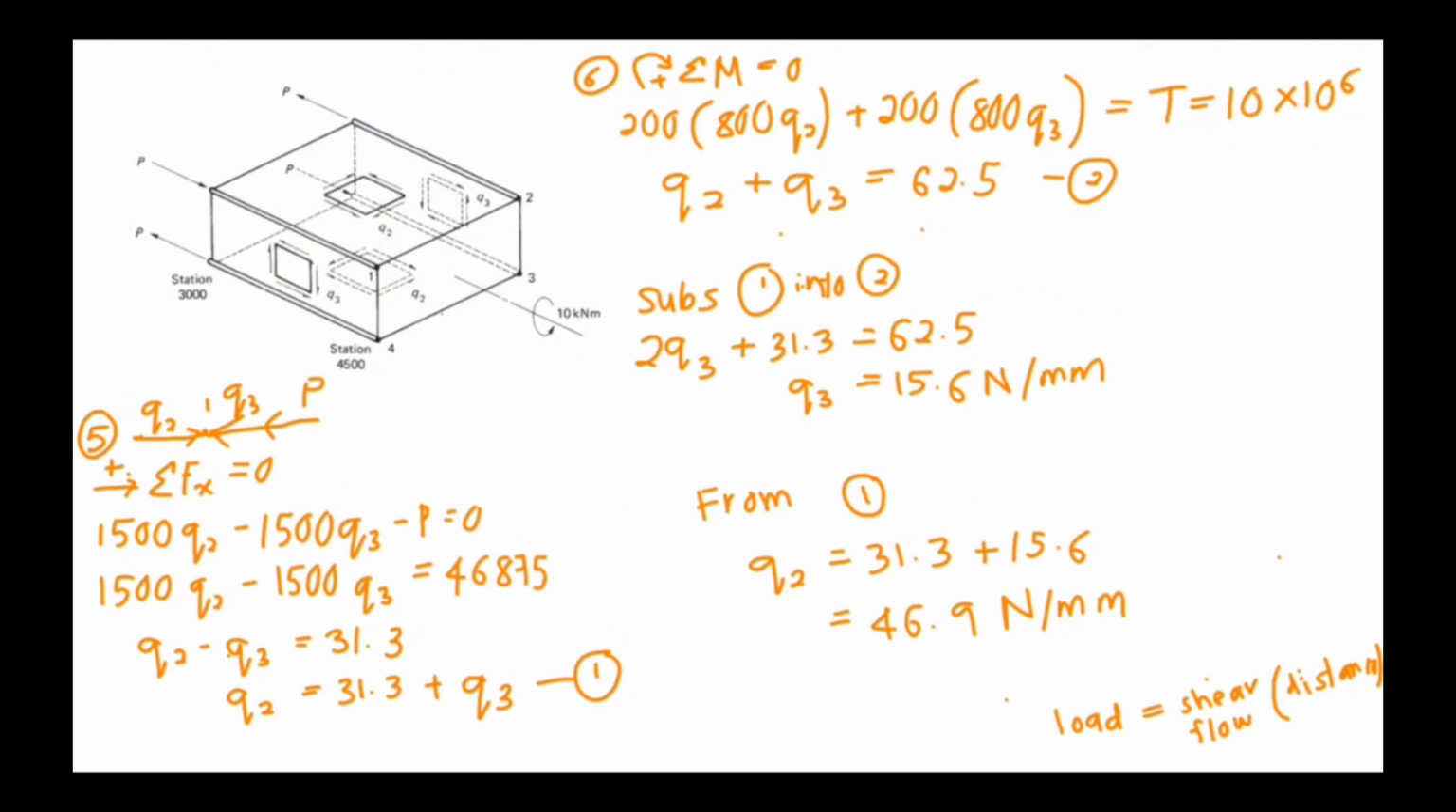And the reason I multiply 1500 with Q2 is because the load is equal to shear flow times the distance where the shear flow takes place. And for this example, for both Q2 and Q3, the distance is equal to 1500 millimeter.